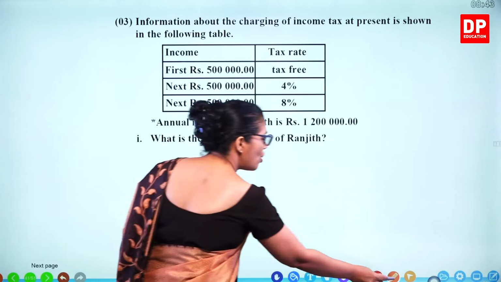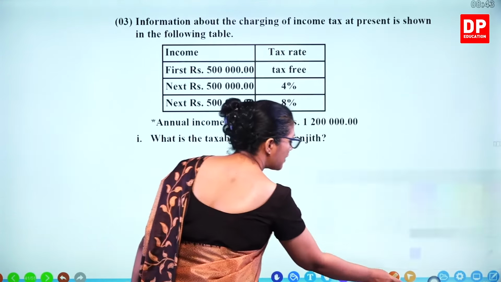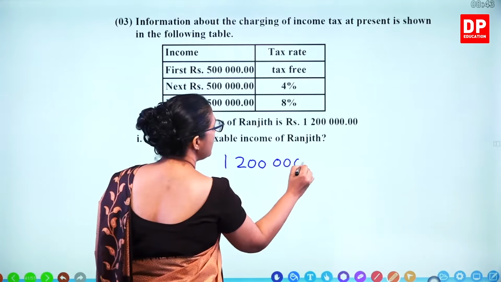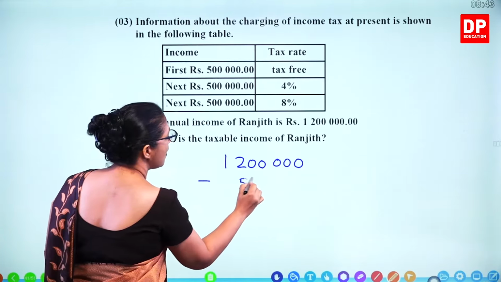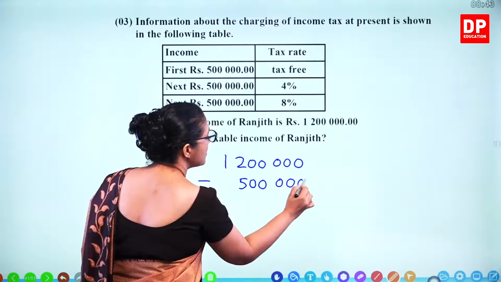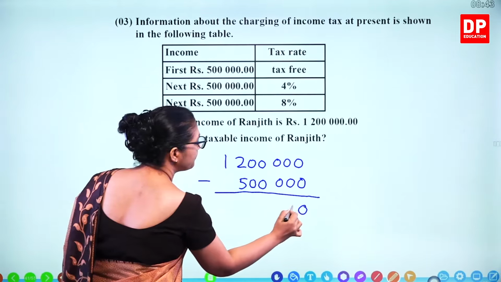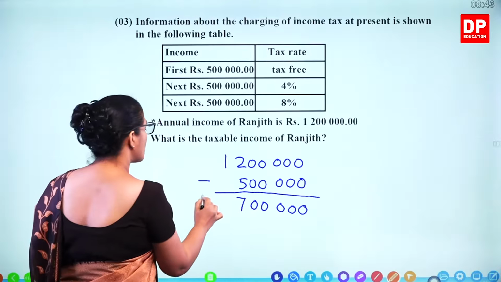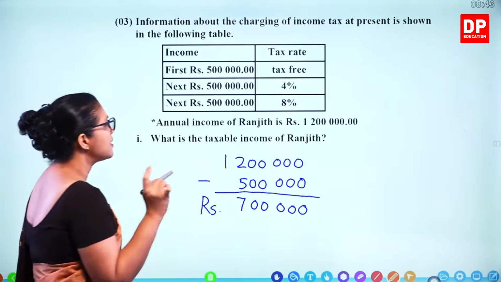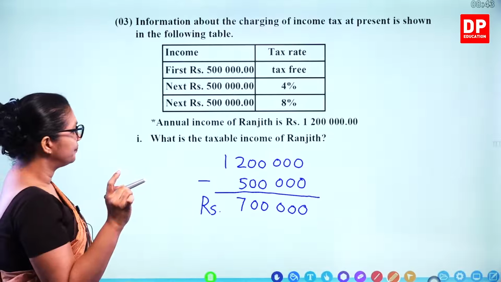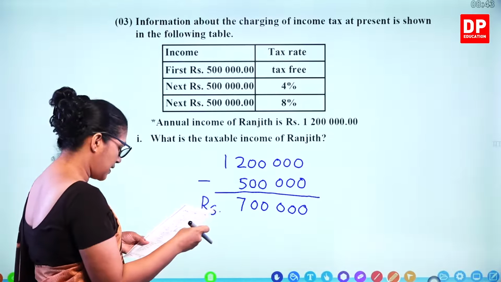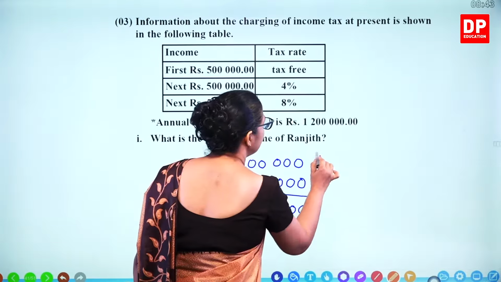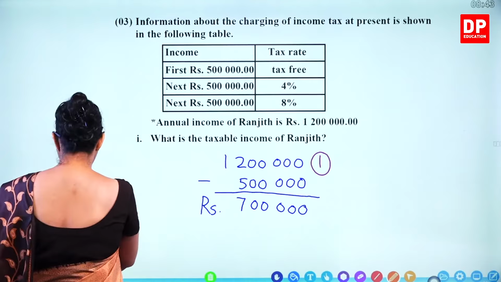So we have to deduct first 500,000. So 1,200,000 rupees minus 500,000 is the taxable amount. So 700,000 rupees is the taxable amount. So how many marks for that? Just 1 mark. Let's take the next one.